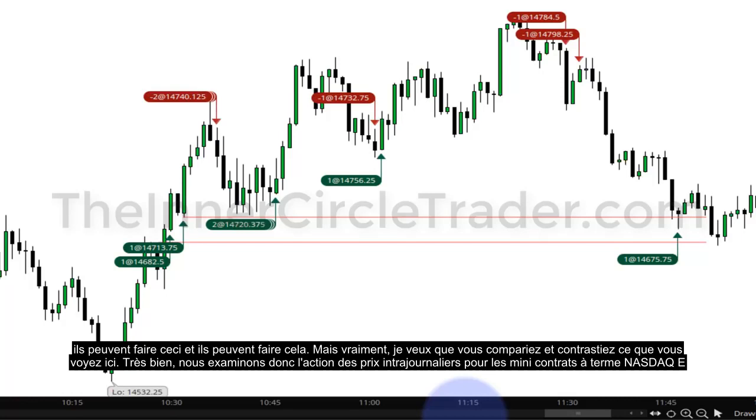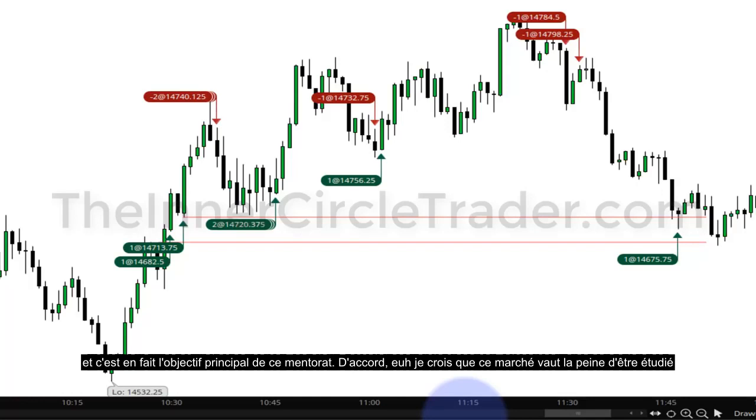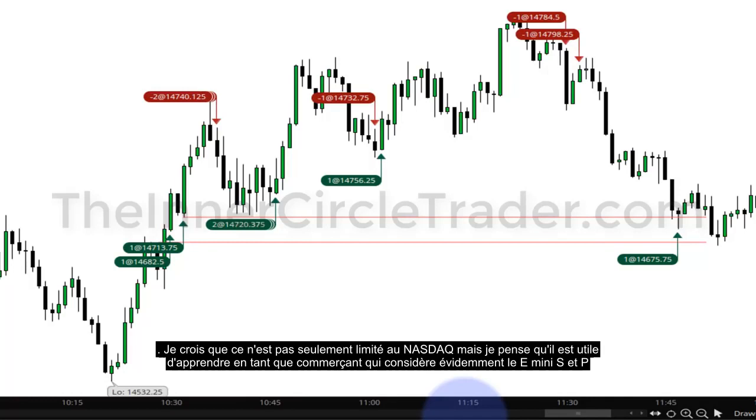All right, so we're looking at intraday price action for NASDAQ E-mini futures. And this is actually the main focus of this mentorship, okay? I believe that this market is worth studying. I believe it is not just limited to NASDAQ, but it's useful to learn as a trader that views the E-mini S&P, the E-mini Dow future, and the E-mini NASDAQ.